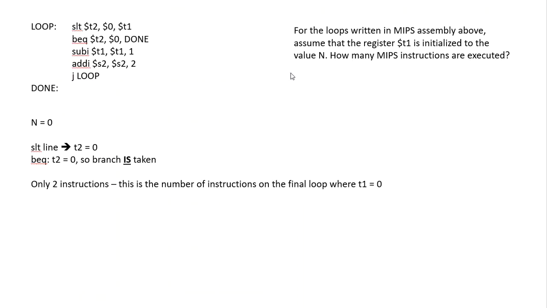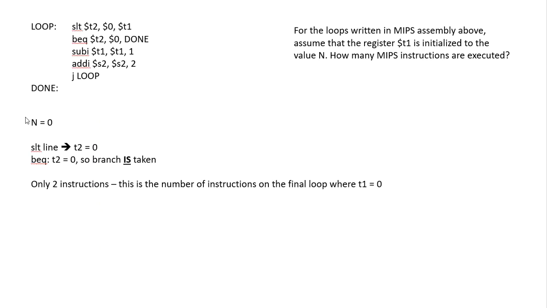Alright, the second part of this problem we're going to be looking at is more of an algebraic type problem for this exact same code. And it says, for the loops written in MIPS assembly, assume that the register T1 is initialized to an unknown value n, and then they're asking how many MIPS instructions are executed.